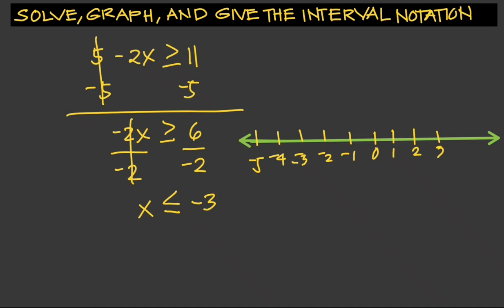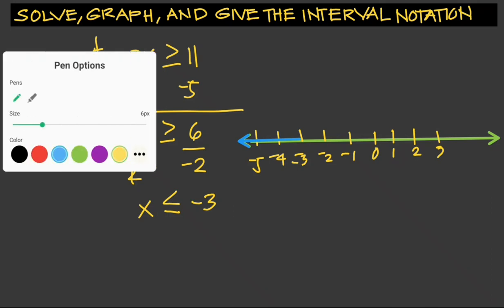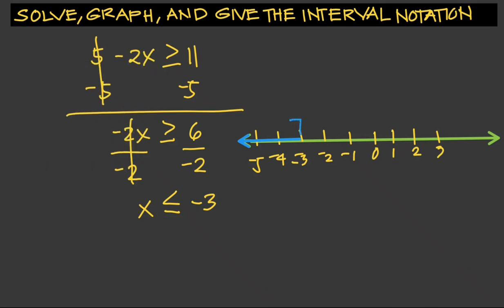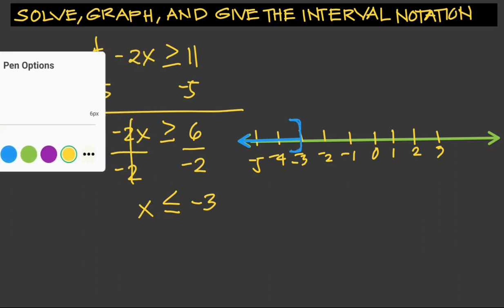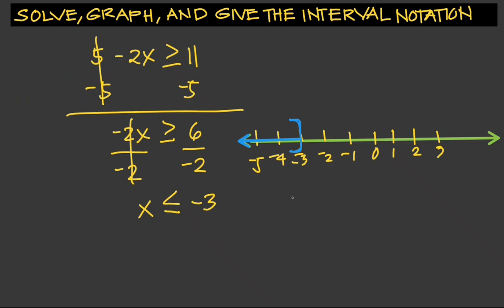So our graph would look like this. Okay, and then -3 is included. So we draw our bracket here facing to the left. So we can write our interval notation as -∞, then -3. So we use the square bracket for -3 because -3 is included, and then open on the left side for -∞.